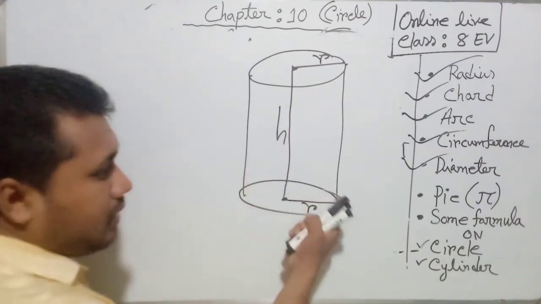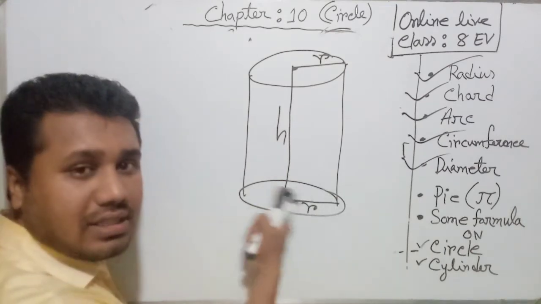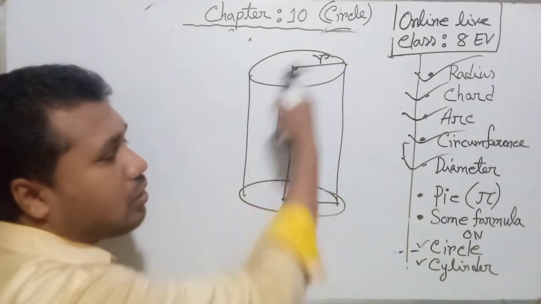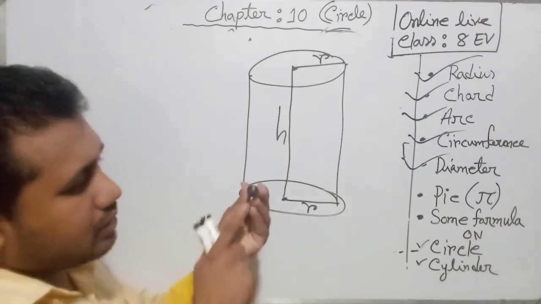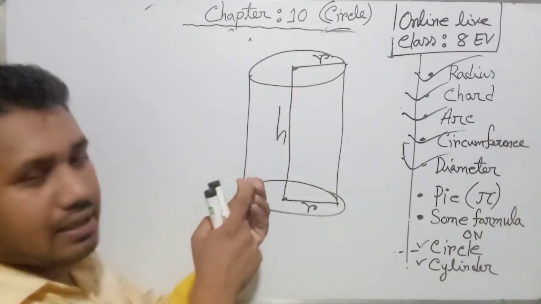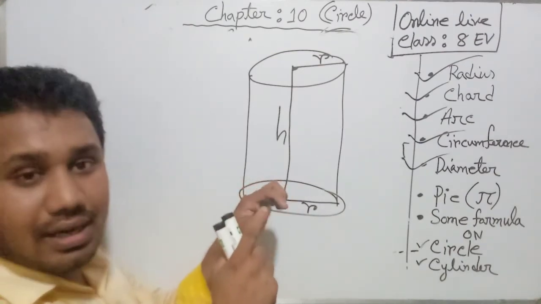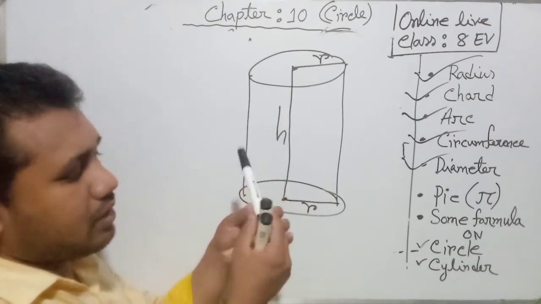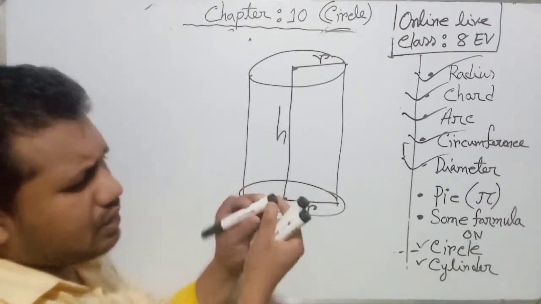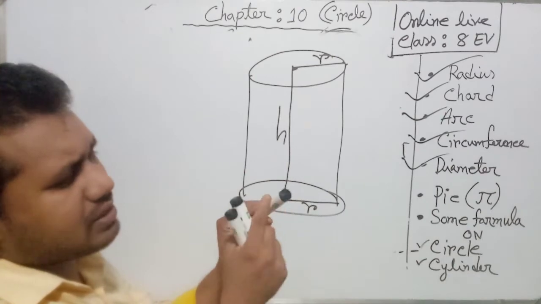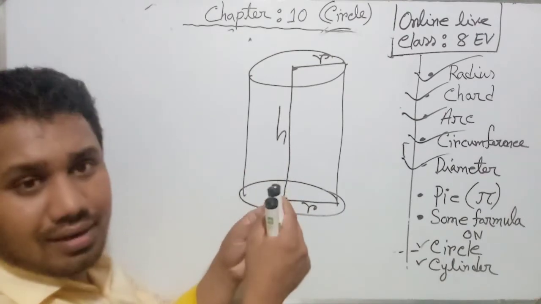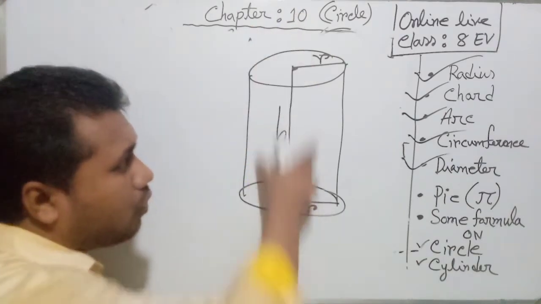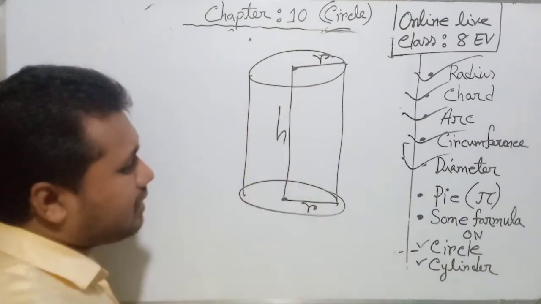Now this one is like a circle, and this one is also a circle. Look, this marker is like a circle, and this one is also a circle. But this is not a cylinder because the circumference here is greater and this one is smaller. Clear? But here it is always the same. So this is our cylinder.